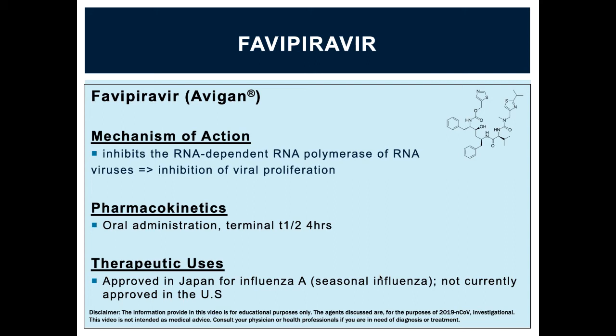It's not currently approved in the United States. However, Favipiravir has been tested against many clinically relevant viruses, including RNA negative-strand viruses such as influenza, Rift Valley fever, Lassa, Ebola, rabies, and respiratory syncytial virus, as well as RNA positive-strand viruses like West Nile, Zika, yellow fever, chikungunya, rhinovirus, enterovirus 71, and noro.